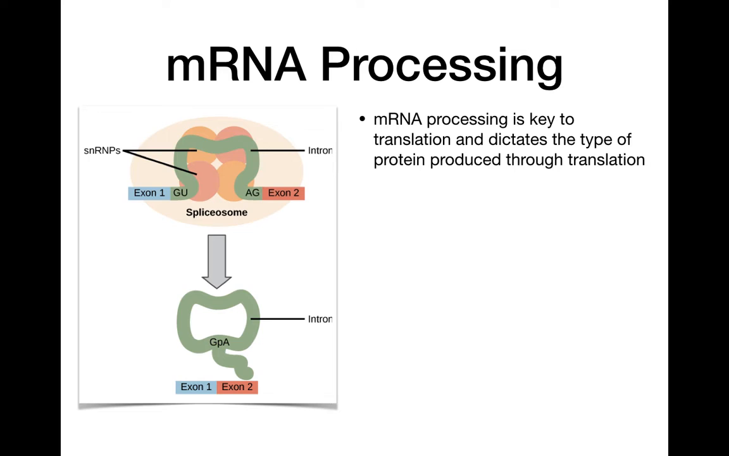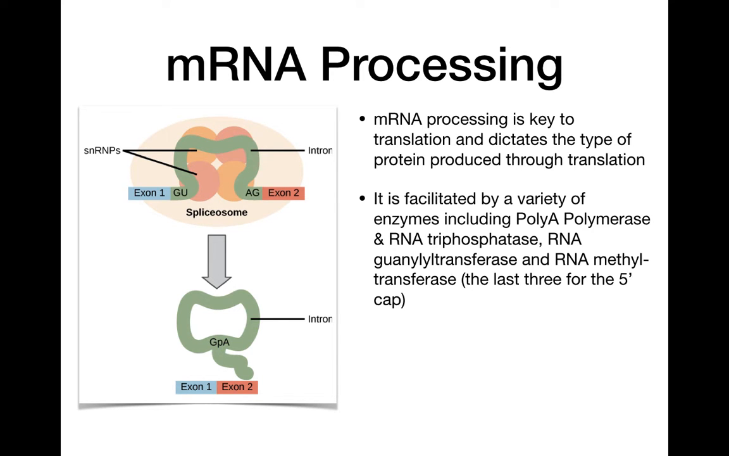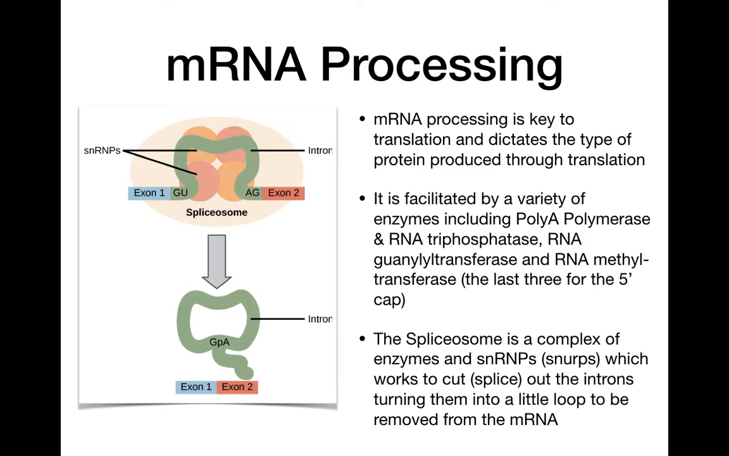If we have extra DNA, changing DNA that's spliced in, spliced out, or left in, will change the final protein. We have a whole bunch of enzymes that do this, including poly A polymerase, RNA triphosphatase, RNA guanylyltransferase, and RNA methyltransferase. So for the 5' cap, they work on all these things. The one you need to know really is the spliceosome. So spliceosomes are a whole bunch of enzymes together. You saw it in the animation, and what are called SNRPs. And they're going to work to splice the introns out.